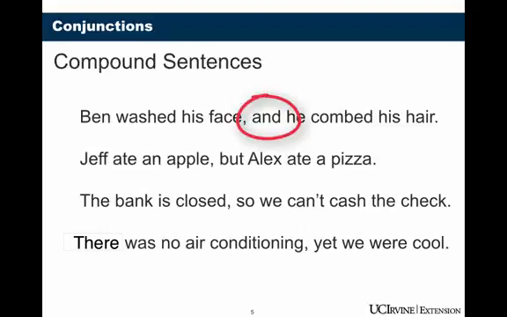When we join 2 independent clauses with and, we must put a comma in front of and. Look at the next sentence. Again, we have 2 independent clauses. The first one, Jeff ate an apple. The other simple sentence is Alex ate a pizza. We're joining them with the conjunction but, so we must put a comma in front of but. The next one, the bank is closed, is our first simple sentence. We can't cash the check is our other simple sentence. And here we're joining them with the conjunction so. Again, we put a comma before that conjunction.